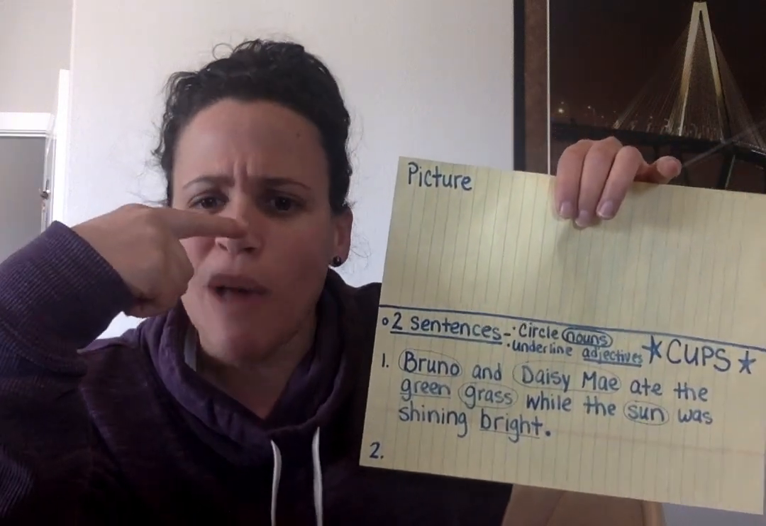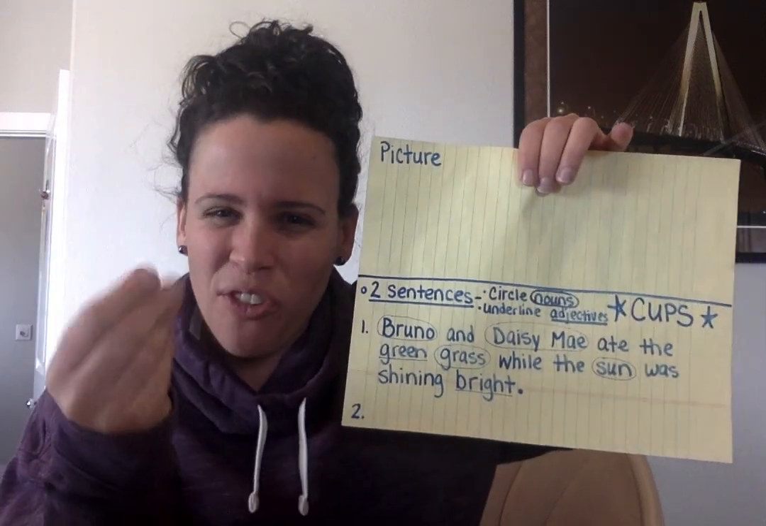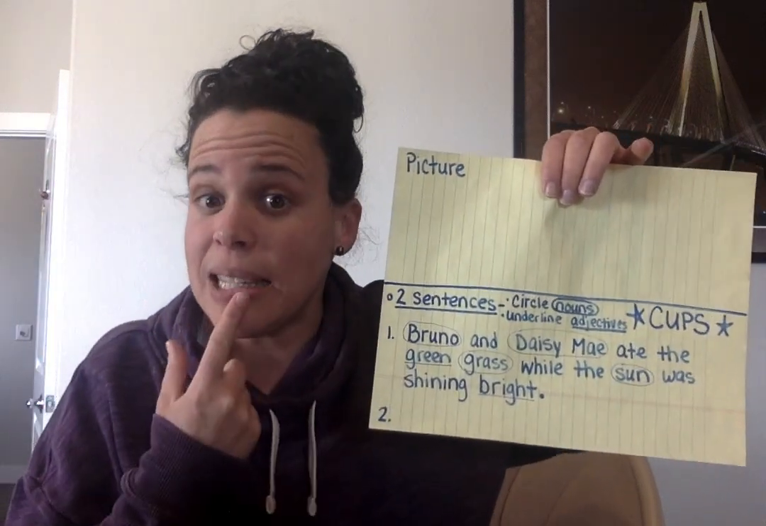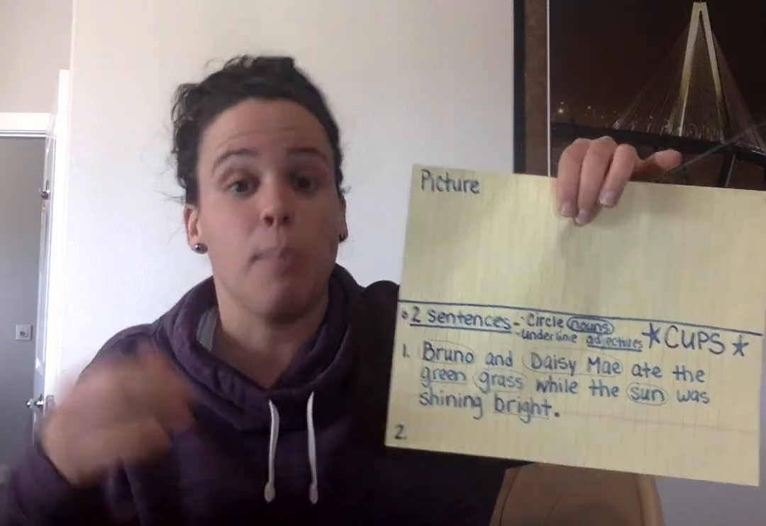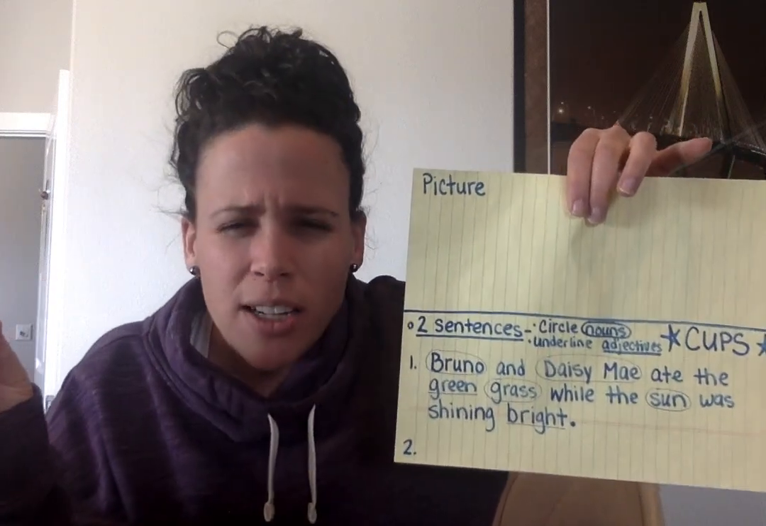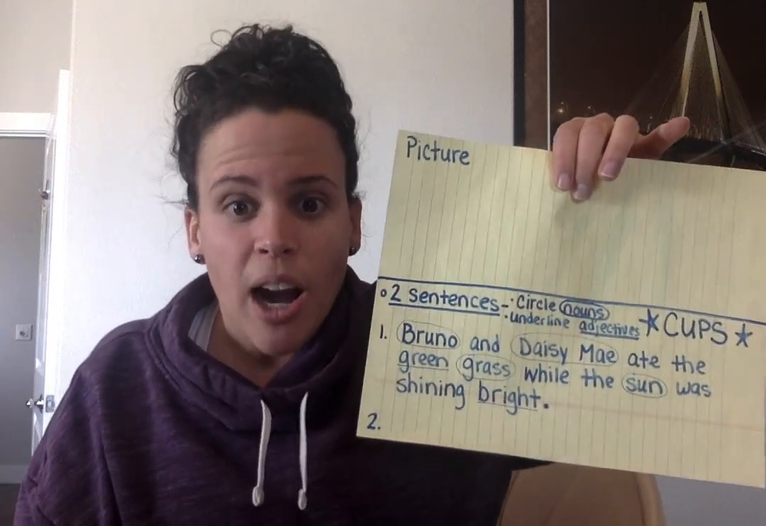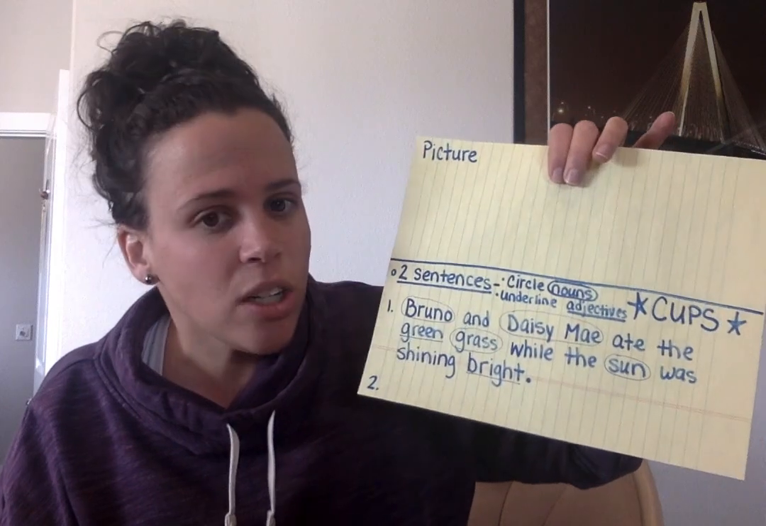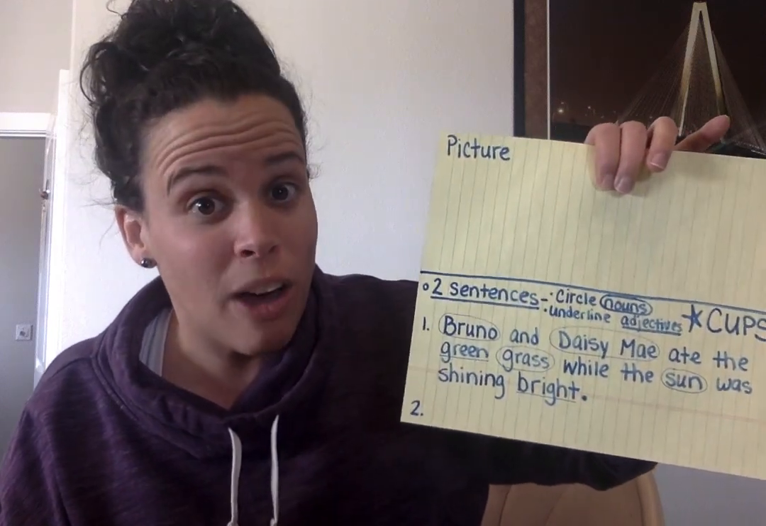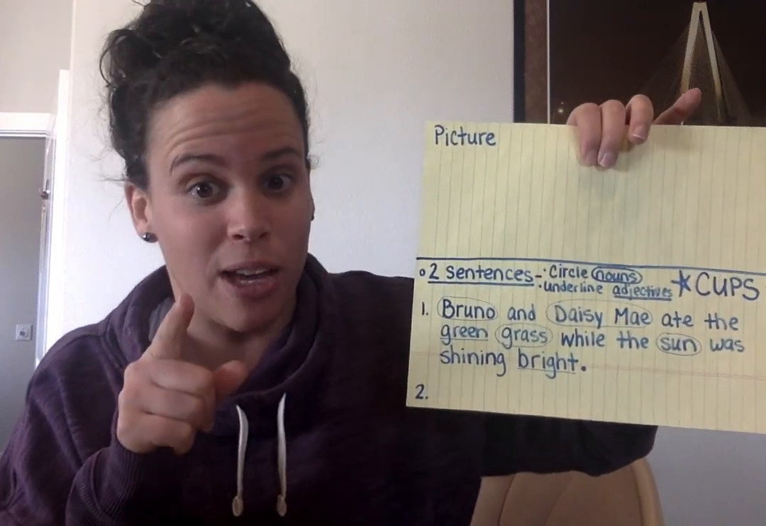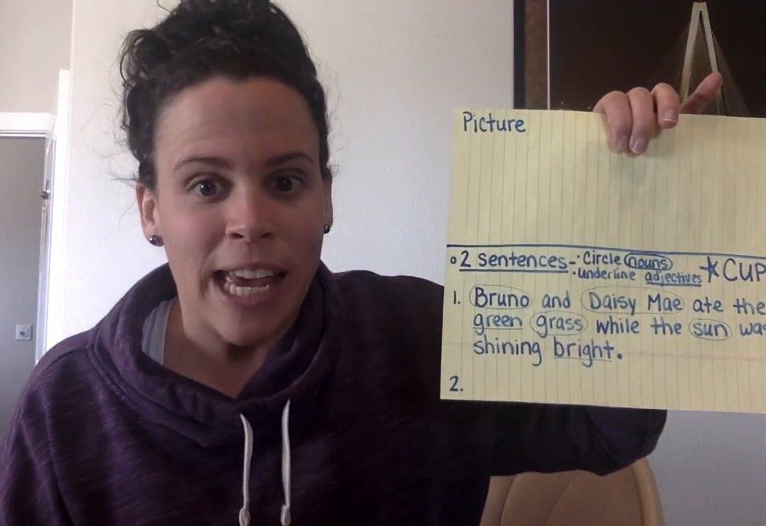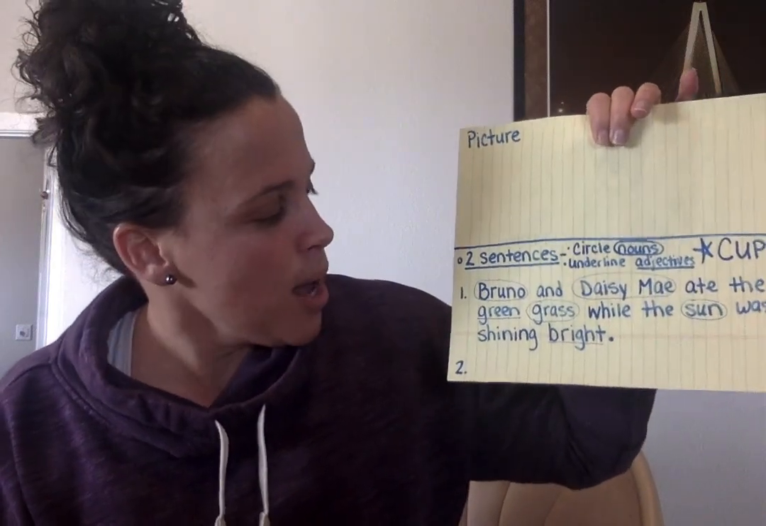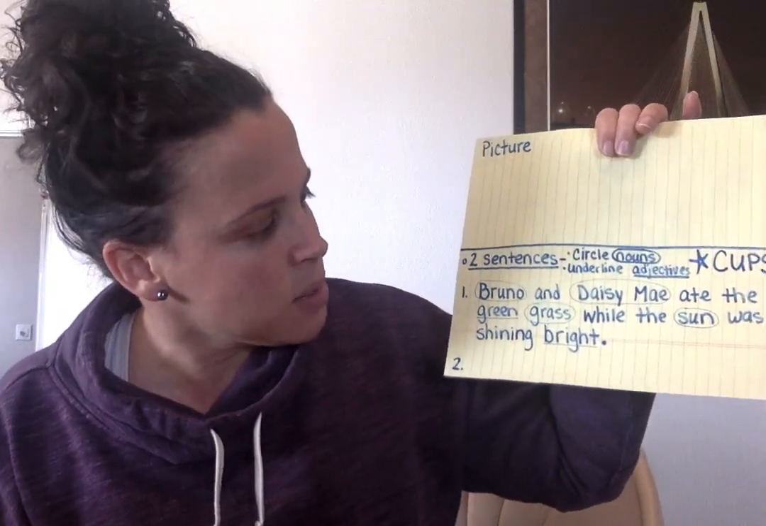Okay? That's why we think of our five senses. What does something smell like? What does something feel like? What does something taste like? What does it look like? Is it bright? Is it dark? Okay, those are adjectives. So you're going to underline, and hopefully you have adjectives in your sentence. Don't forget them. Okay, here's your hint. You need adjectives.